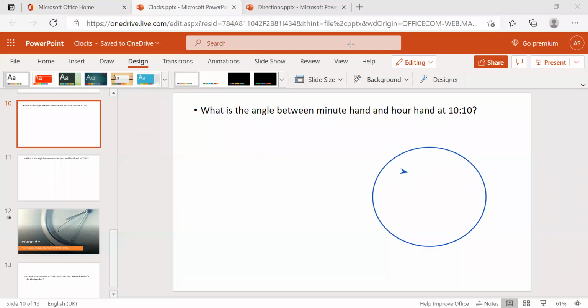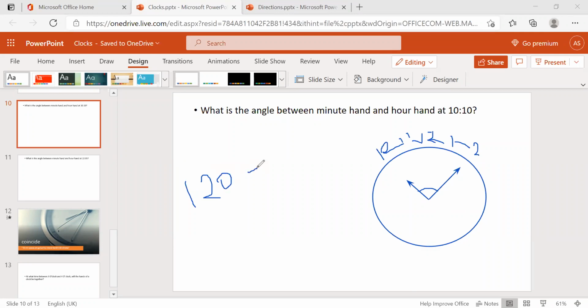So our hour hand will be like this, and the minute hand will be like this. Is it clear? Now 10:10. What is the angle? We need to find the angle between these two, right? So this is 10, 11, 12, 1, 2. How many spaces are there? 1, 2, 3, 4. So 4 spaces. Each space will be 30 degrees. So 4 spaces is nothing but 120 degrees.